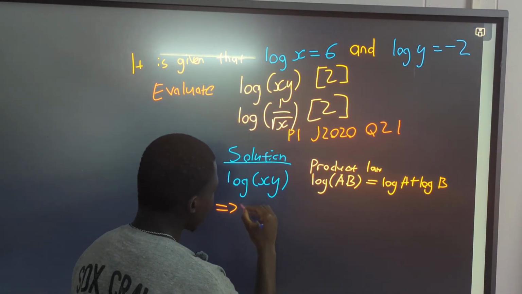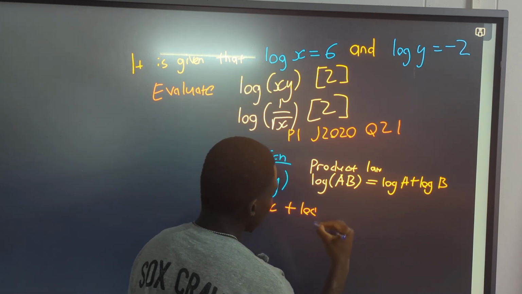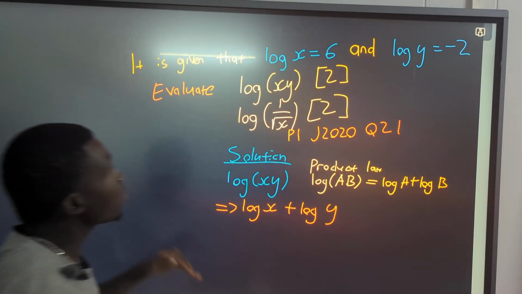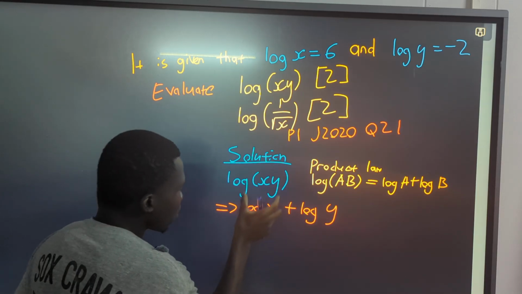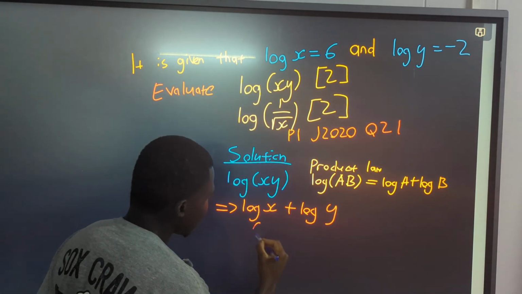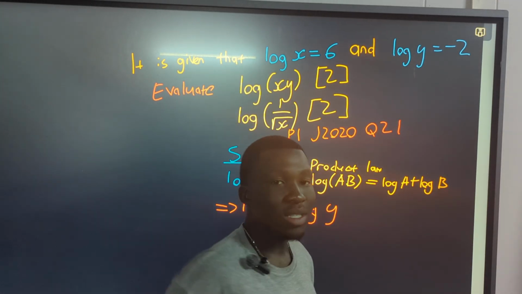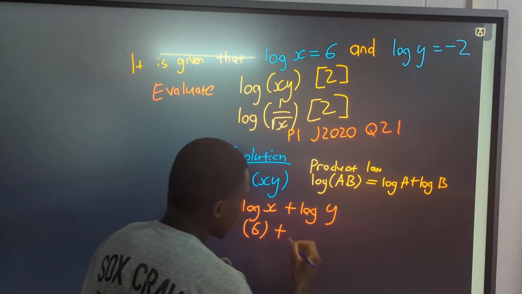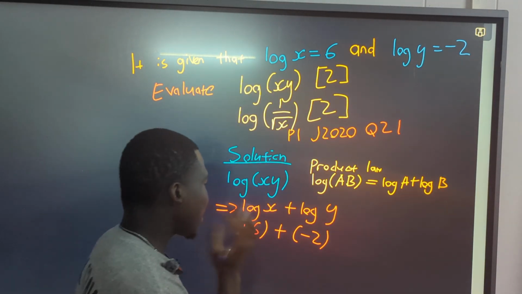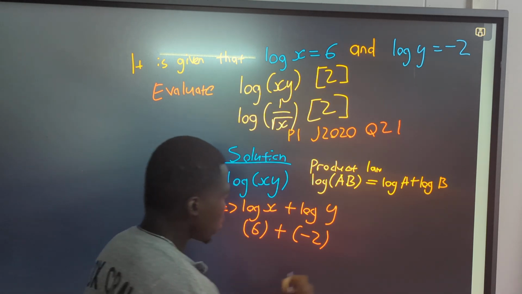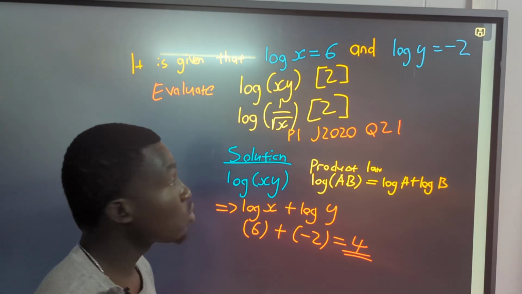Log xy is log x plus log y. Now let's go back to the information given. Log x is equal to 6, so we replace log x with 6, plus log y, which is negative 2. So plus open bracket negative 2. Plus and minus gives you a negative, so 6 minus 2 is equal to 4. So the first 2 marks are done.